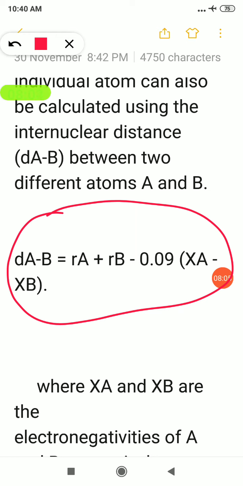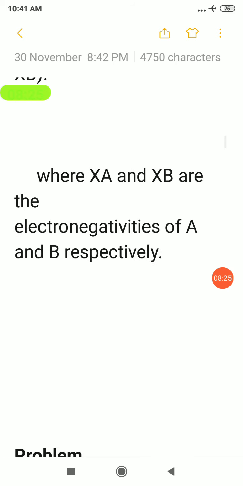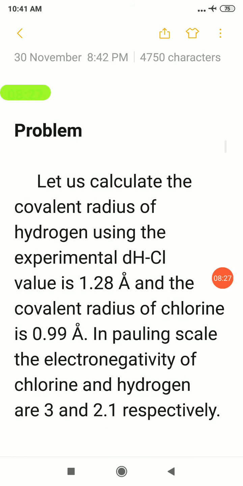So this is the Stevenson-Schomaker equation. DAB is equal to RA plus RB minus 0.09 into XA minus XB. Okay, don't forget this equation. It is very important, and it is used for calculating the radii of the individual atoms in a heterodiatomic molecule. Okay, so as I already told you, by using this Stevenson-Schomaker equation, we have another problem.